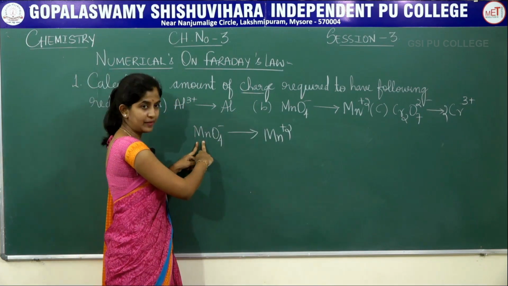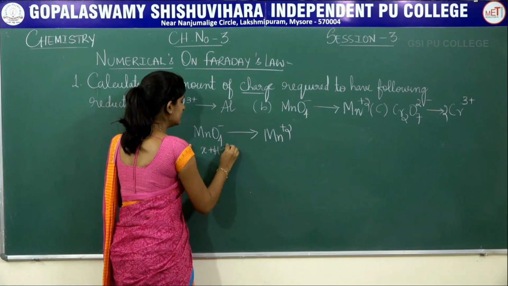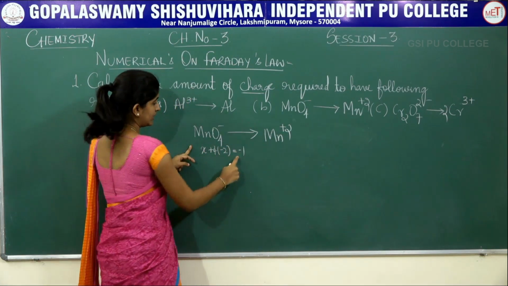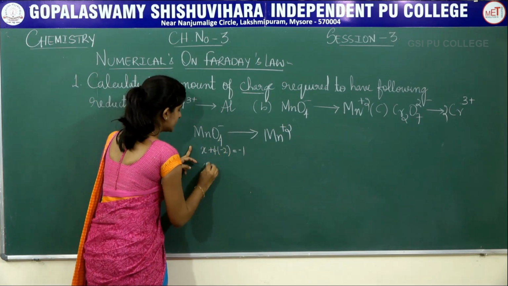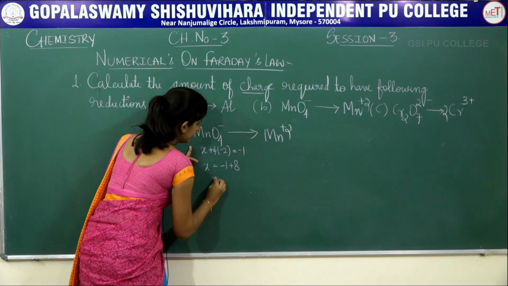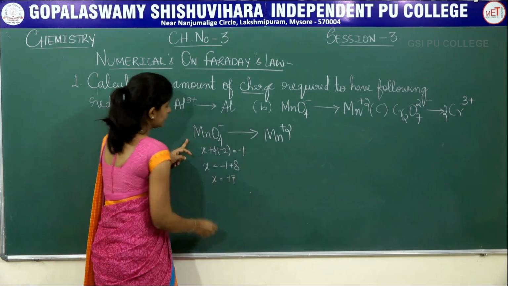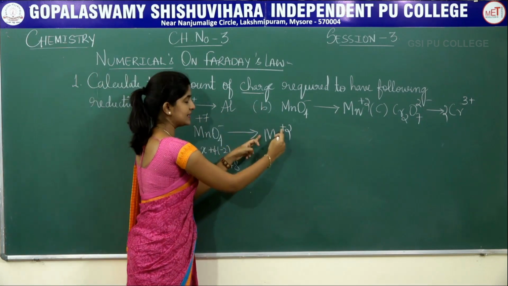So what is the oxidation state of Mn here? Say X plus 4 into minus 2 is equal to minus 1. Minus 1 is the total charge, minus 2 is the oxidation state of oxygen. So X will be equal to minus 1 plus 8, so X will be equal to plus 7. So here the oxidation state of manganese is plus 7. So plus 7 to plus 2.